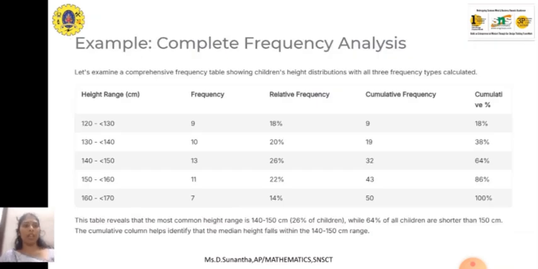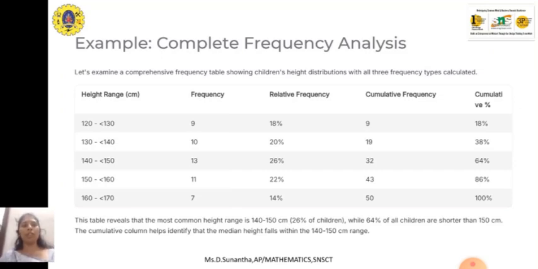So now let us see an example in which both relative and cumulative frequencies are applied. Here the height ranges are given in a continuous range, which is 120 to less than 130. Next is 130 to less than 140, then 140 to 150, 150 to 160, 160 to 170. So here the frequencies are 9, 10, 13, 11 and 7.